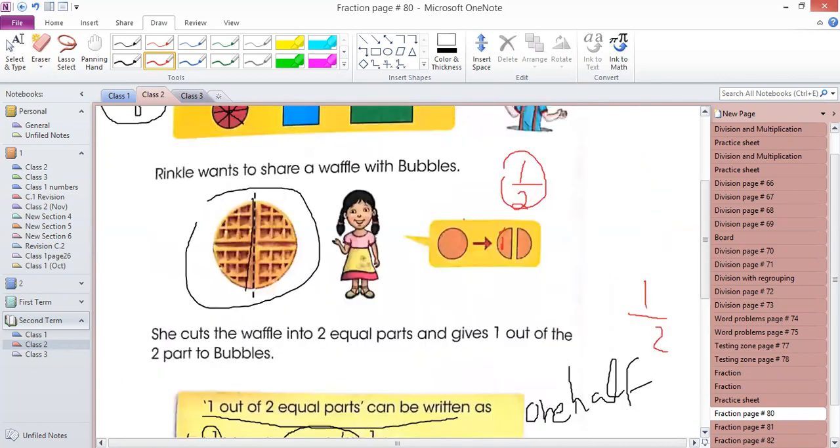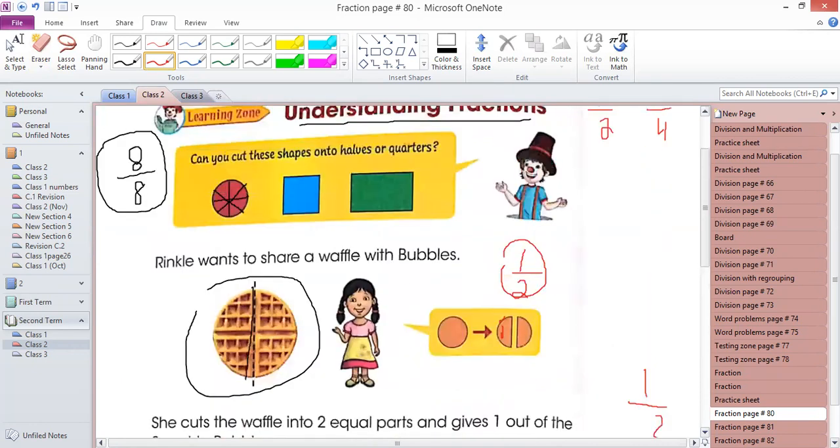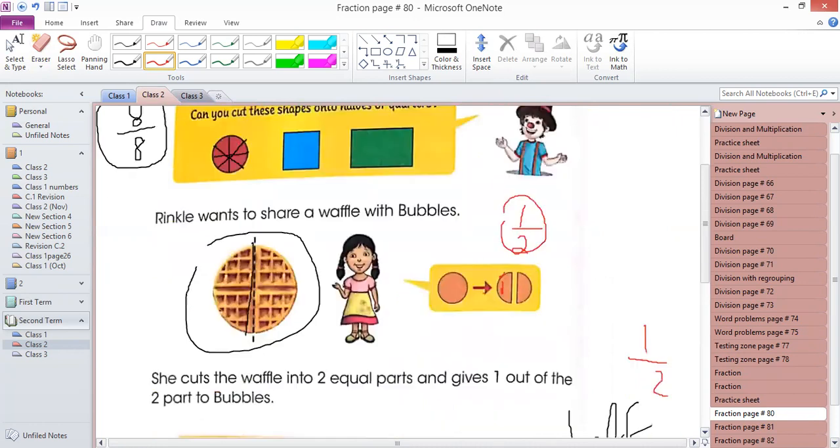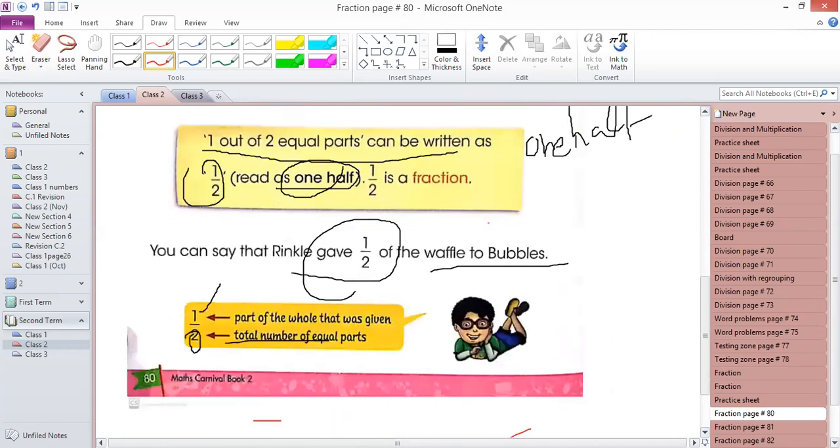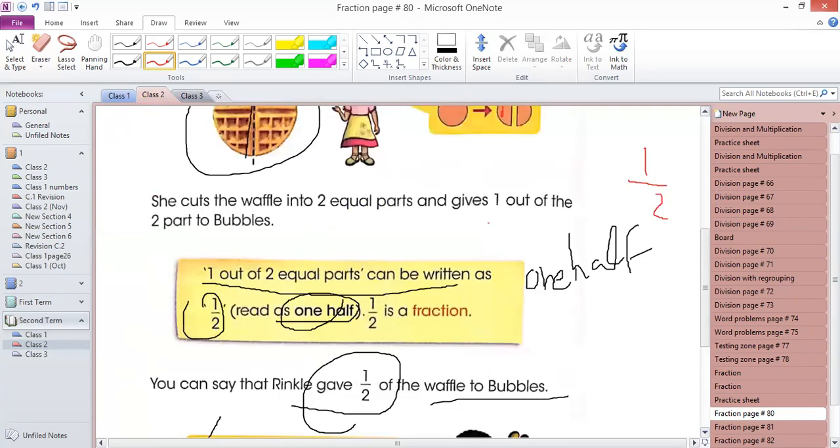So here you can see there is a waffle. Twinkle wants to share with Bubble. She divided it into two equal parts. One part she kept and one part she gave to Bubble. So Bubble eats half of the waffle and Twinkle eats half of the waffle.